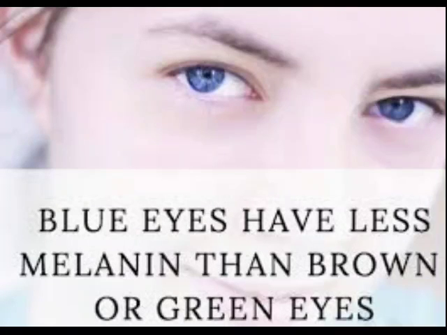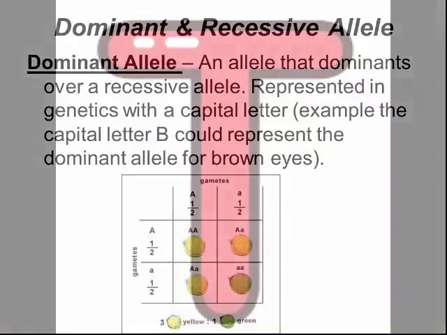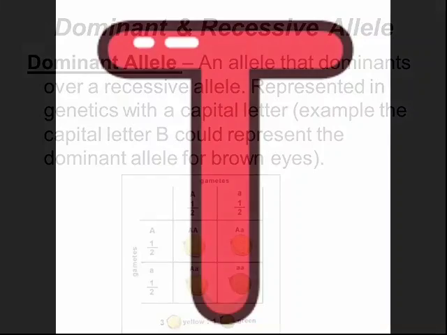Now the main point to remember is that the dominant allele is always written in capital letter and the recessive allele in the lowercase letter. And whatever letter you use for the dominant as uppercase, you should use the same letter for the recessive.